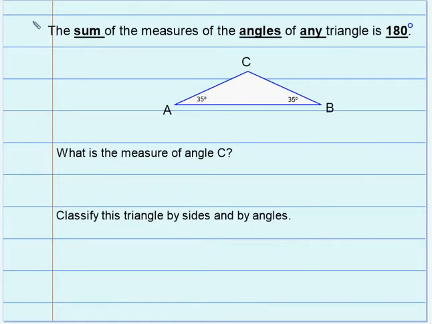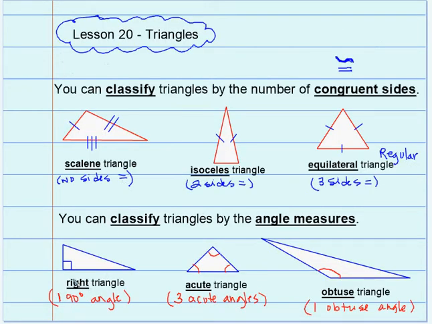The sum of the measures of the angles of any triangle is 180 degrees. So if we have, and I'm going to go back to the other slide here, 1 right angle, if this is 90, then the other 2 angles have to add up to 90 as well. Well, I can't have 1 more 90-degree angle, then I'd only have 2 angles in my triangle. 90 plus 90 is 180. So that's why we can only have 1 right angle.